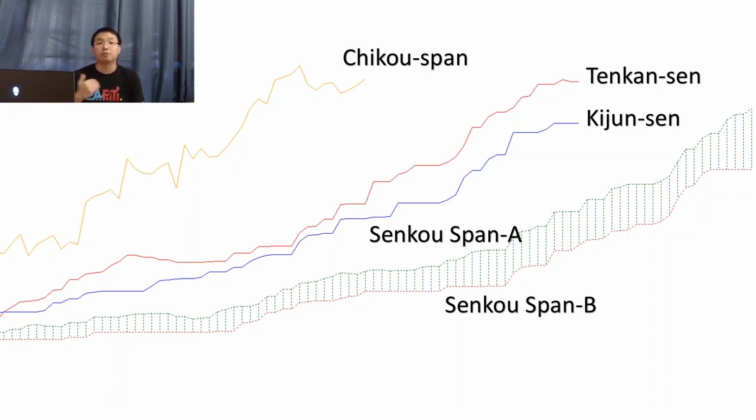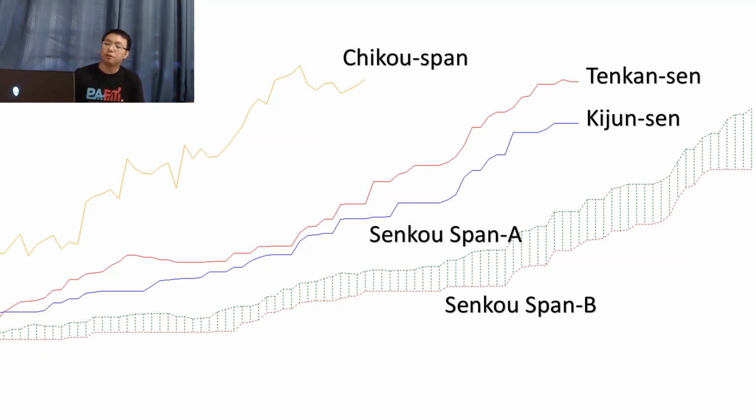Your Tenkan-sen, or your red line, is a faster moving average. Okay, so it takes less time for it to react whenever the market moves. Now, compared to your blue line, your Kijun-sen is actually a moving average line as well, quite similar to it, but it takes in a little bit more candlesticks compared to your Tenkan-sen. And because of that, you have two moving averages with two different time periods, and whenever they cross each other, it produces a buy and sell signal. To make it short, whenever your red line crosses above your blue line, that is a buy signal. Whenever your red line crosses below your blue line, that is a sell signal.